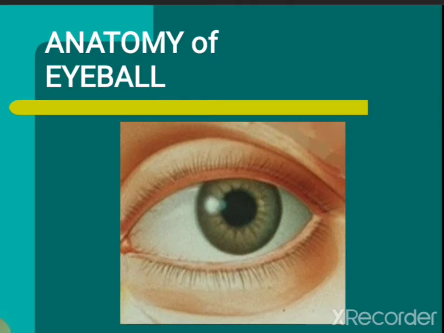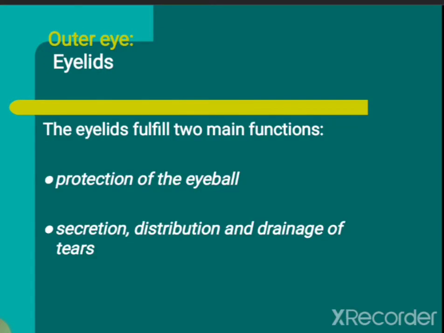I am going to tell you about the anatomy of the eyeball. Now, the eyeball contains the outer eye. The outer eye, which is a part of the eye, contains the eyelids. Eyelids fulfill two main functions, that is protection of the eyeball and secretion, distribution and drainage of the tears.